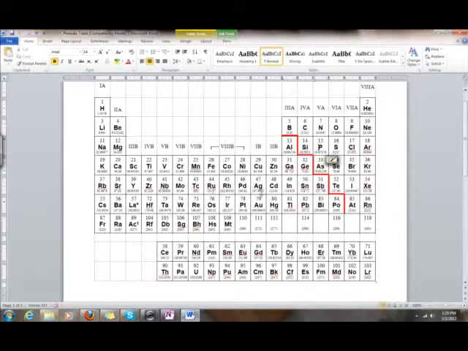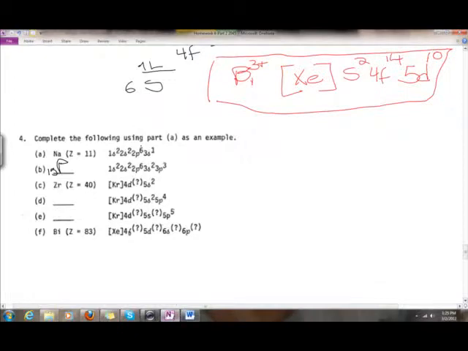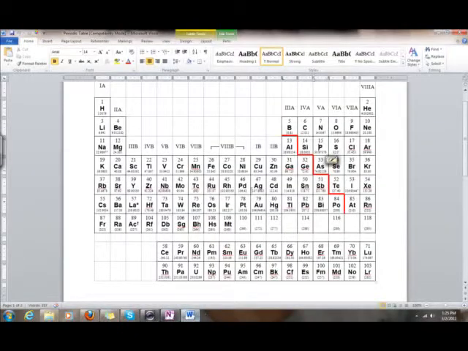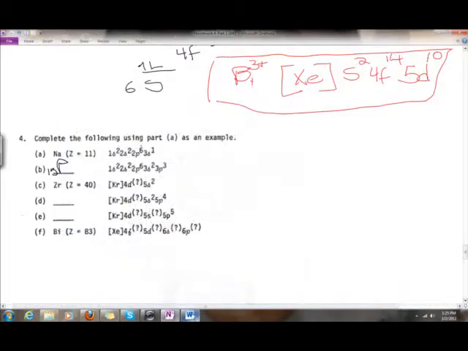But what do you think that D has to be? It has to be filled because then we're going to a 5p. So we are here, krypton, 1, 2, 3, 4, 5, 6, 7, 8, 9, 10, and then we go to 5p. 1, 2, 3, 4, and 5. Let me see if we have 5p. Yes.